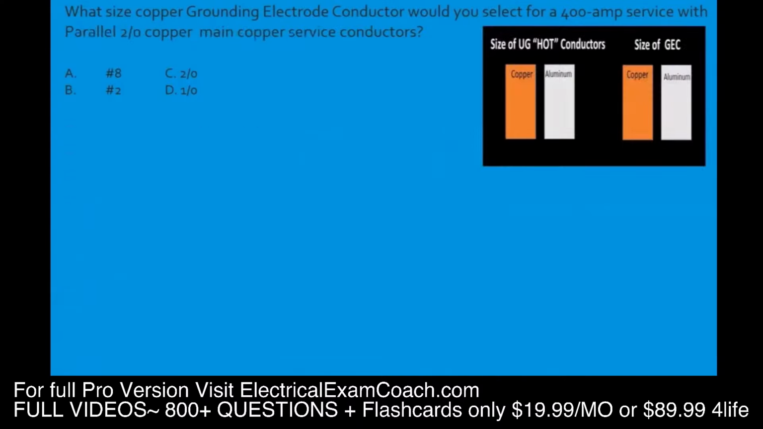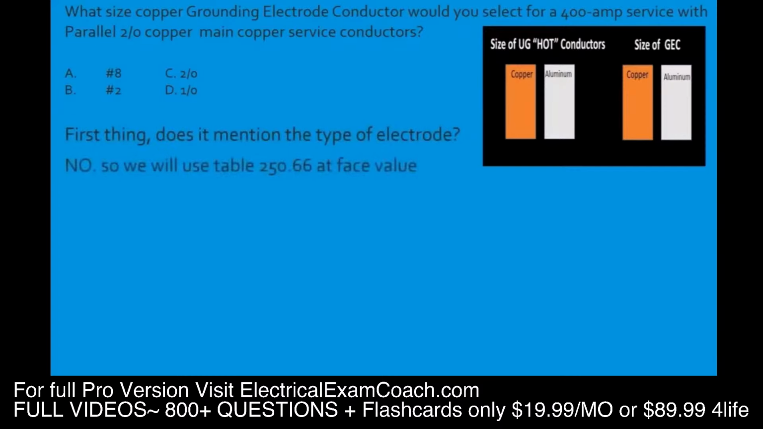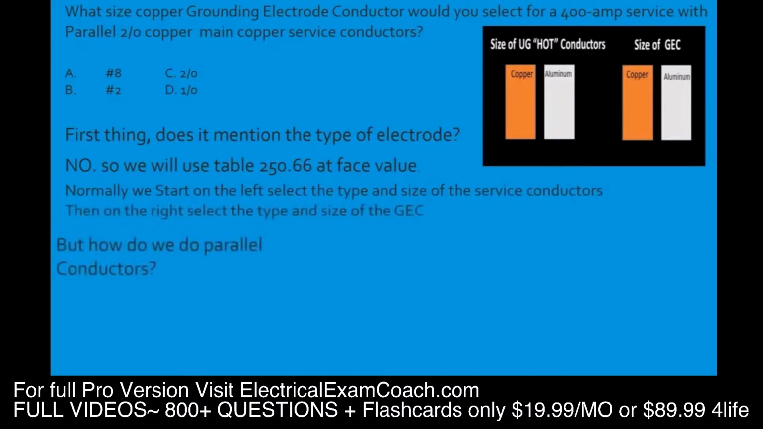What size copper grounding electrode conductor would you select for a 400 amp service with parallel 2/0 copper main service conductors? First thing, does it mention the type of electrode? No, so we're going to use Table 250.66 at face value. Normally we start on the left-hand side and then make our selection, but we're dealing with parallel conductors, and this is how we handle it. So let's head to Chapter 9, Table 8.